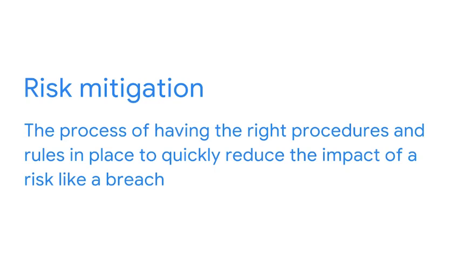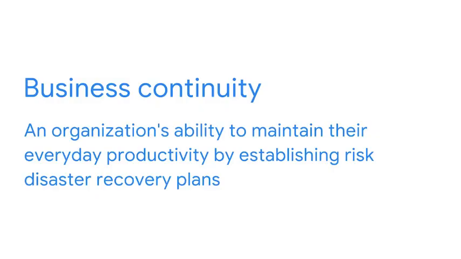By defining security goals and objectives, organizations can reduce risks to critical assets and data like PII, or personally identifiable information. Risk mitigation means having the right procedures and rules in place to quickly reduce the impact of a risk like a breach. Compliance is the primary method used to develop an organization's internal security policies, regulatory requirements, and independent standards. Business continuity relates to an organization's ability to maintain their everyday productivity by establishing risk disaster recovery plans.